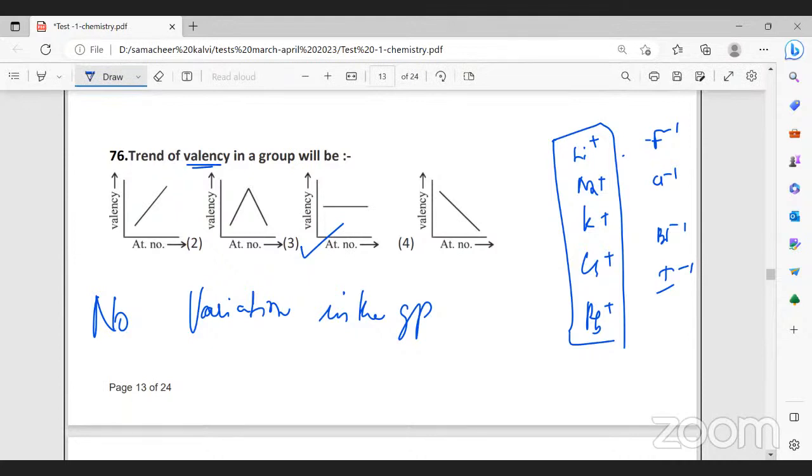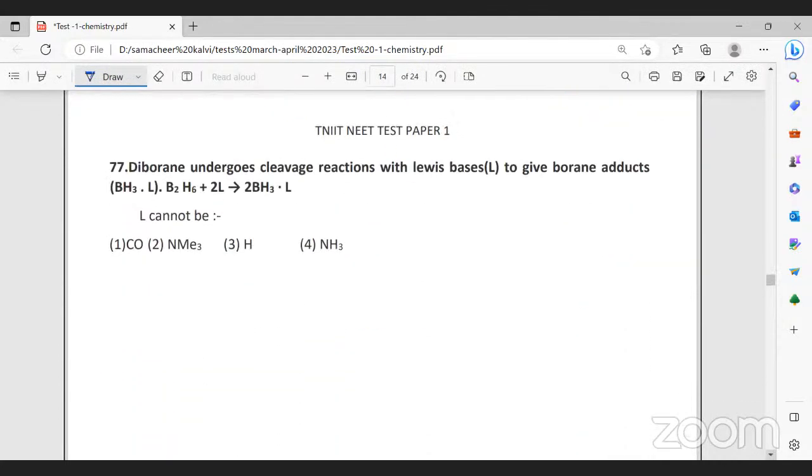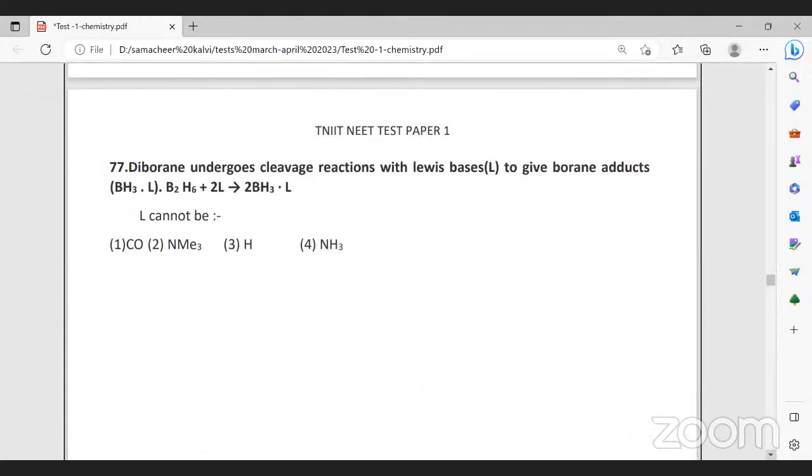The next question. Diborane undergoes cleavage reactions with Lewis base. Diborane undergoes cleavage reaction, cleavage meaning breakage, with Lewis base to give borane adducts. Adducts means addition products. Lewis bases are electron pair donors. Now, diborane undergoes cleavage reaction with Lewis base to give borane adducts.